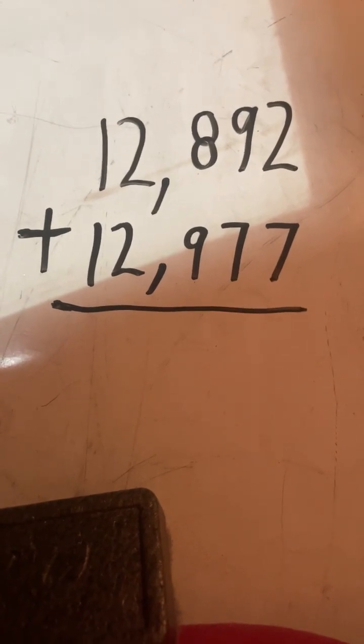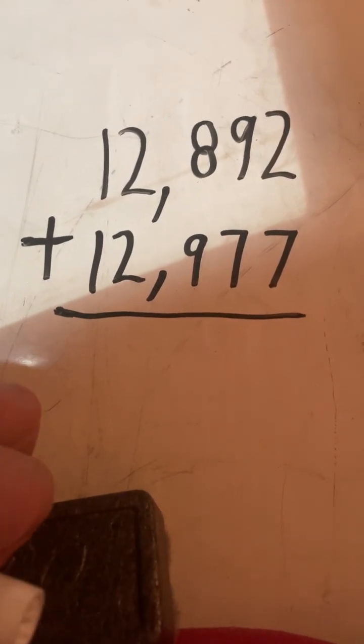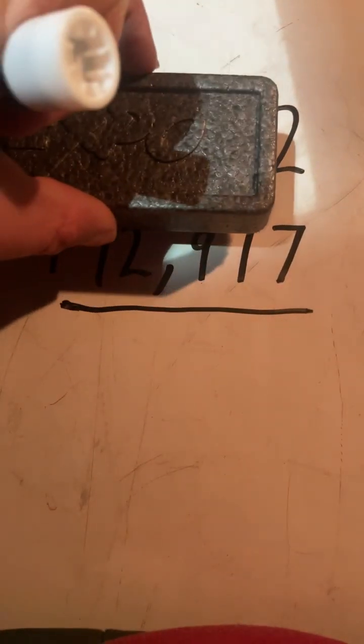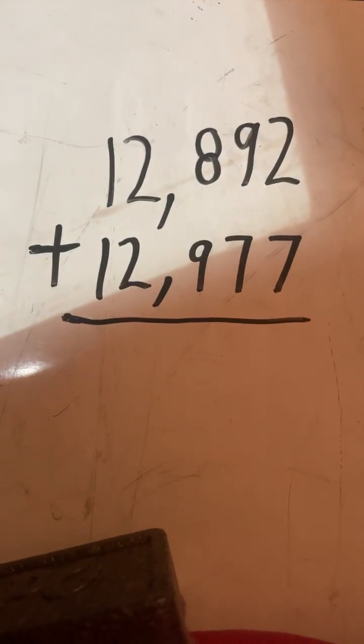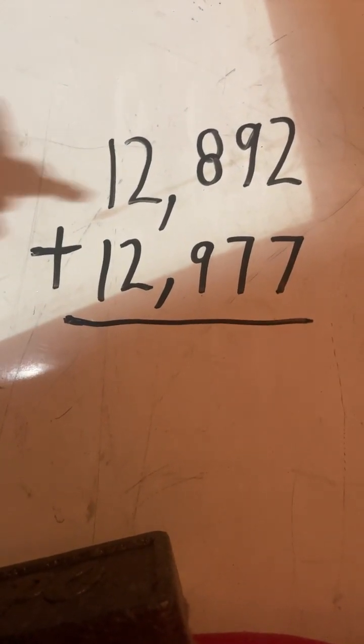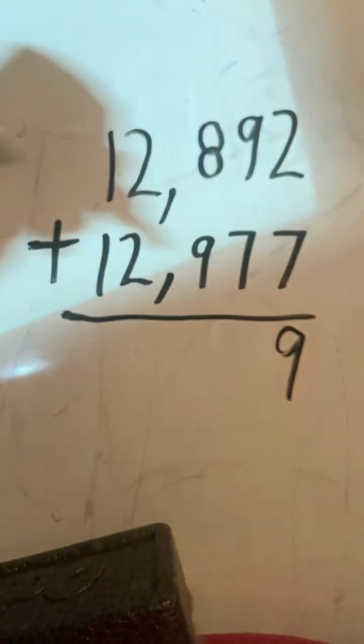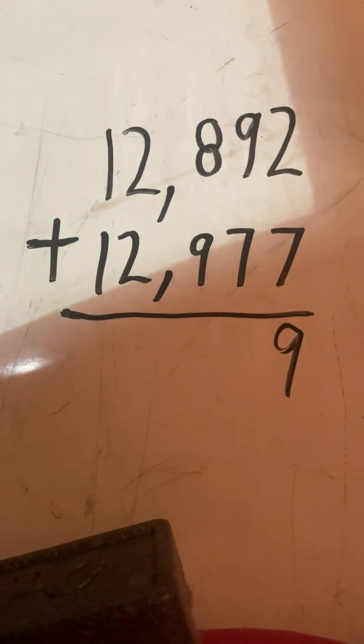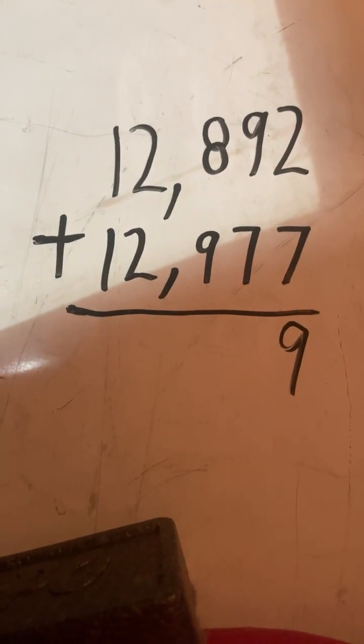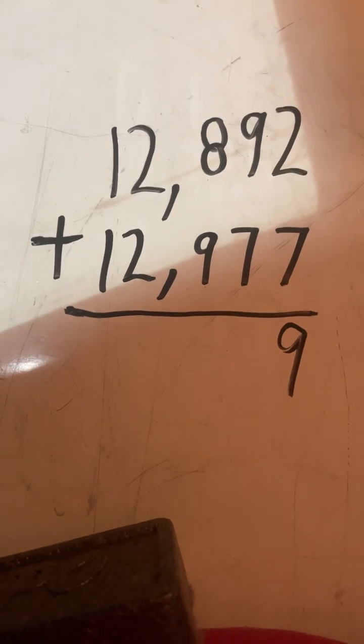All right, 12,892 plus 12,977. So we're going to start out in the ones place, and we are going to add 2 plus 7. 2 plus 7 equals 9. Now we do not need to regroup because our sum is less than 10. 9 or less, regrouping is not needed.